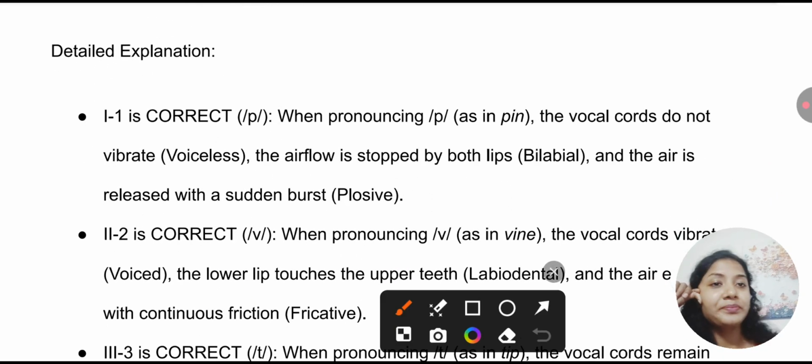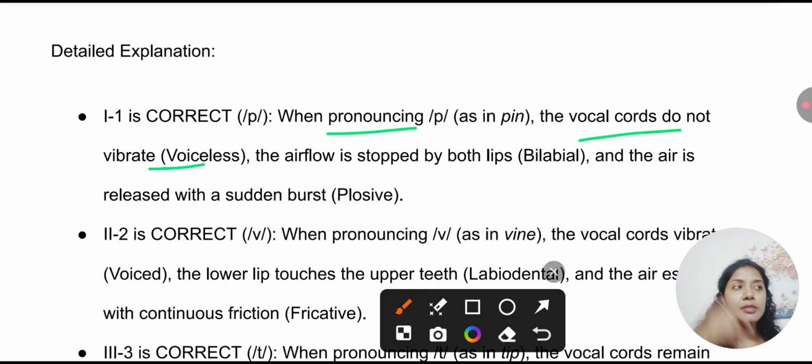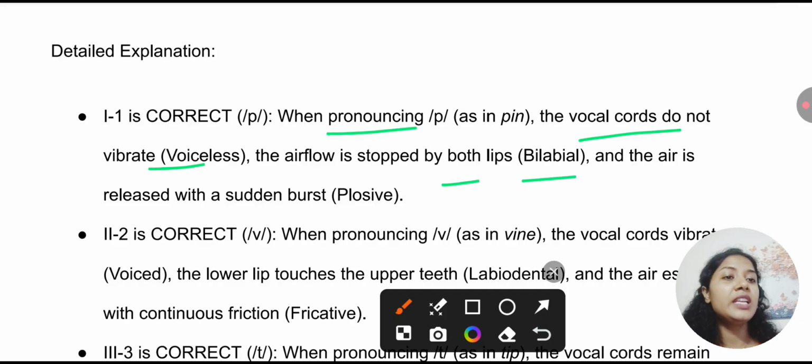So p, when pronouncing p in pin, the vocal cords do not vibrate. Simply saying p, the lips touch, but here it is a voiceless sound, there is no vibration. So the air flow is stopped by both lips because p, as we have said, lips are touching each other, the voice remains inside the mouth. So it is bilabial, both lips, and the air is released with a sudden burst, which is plosive. We said p, lips touch, the air stays inside the mouth, and then suddenly the air is released, it bursts, p.